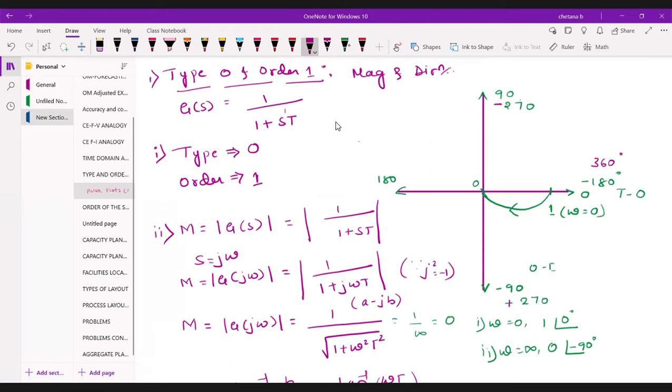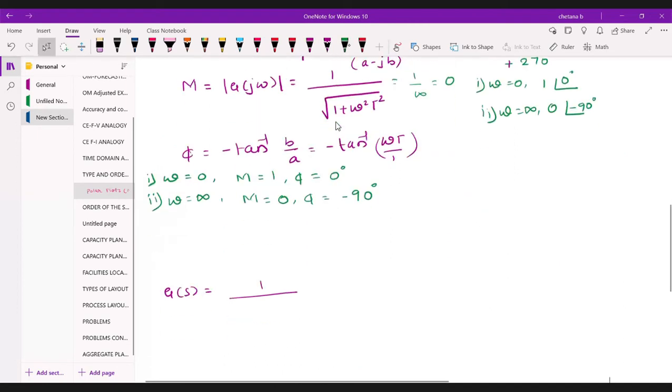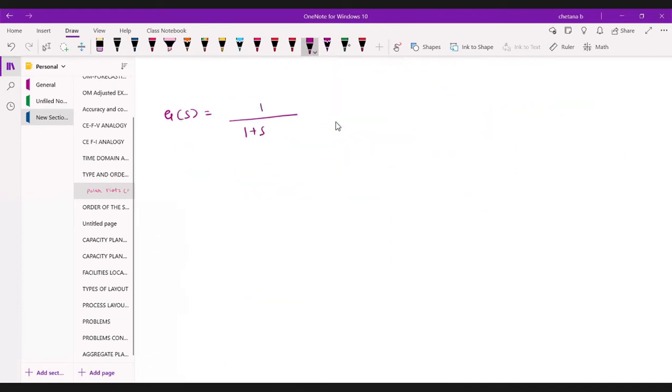That is, there is another transfer function which is 1 divided by 1 plus sT1 into 1 plus sT2. Now you can tell me what is the order and type. So type is 0. By seeing it itself, you can see type is 0. Order 2, yes, very good. So order is 2. So after this, in the next part, what you need to do is find out the magnitude and phase angle.